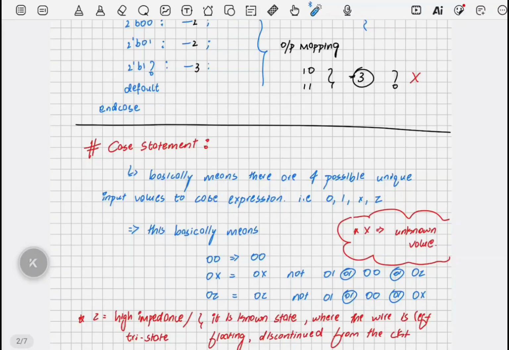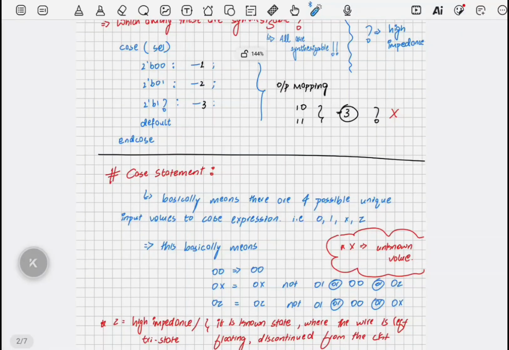Where a wire is left floating or disconnected from the circuit, it usually happens in larger designs where you purposefully leave a wire in a floating state. You know the value. Okay, Z is a known value, whereas X is an unknown value. So please clear this out.